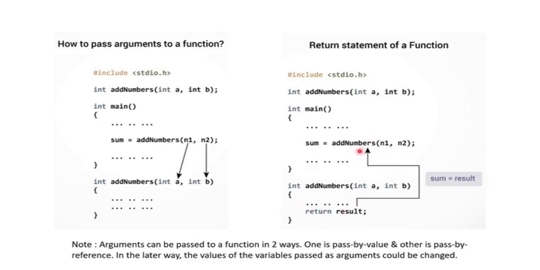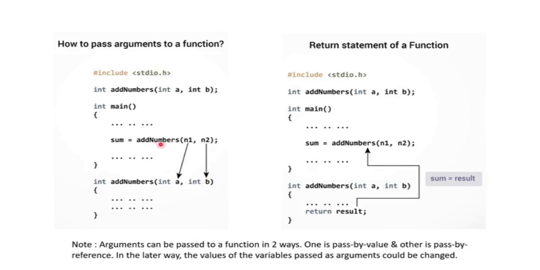That result can be stored in some variable, like here we are using sum, and the assignment operator is used in such cases. Okay, but there's one more thing: the arguments to a function can be passed in two different ways. One way is pass by value, another is pass by reference. For pass by reference we need to use pointers or arrays. In pass by reference, we can modify the value of the variables which are passed as arguments.